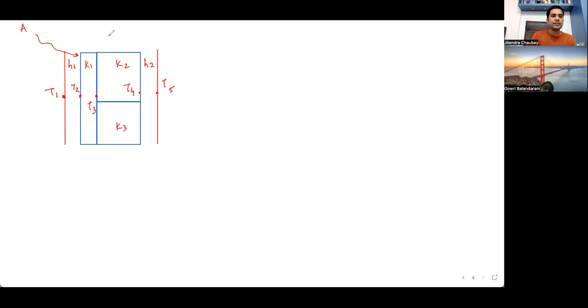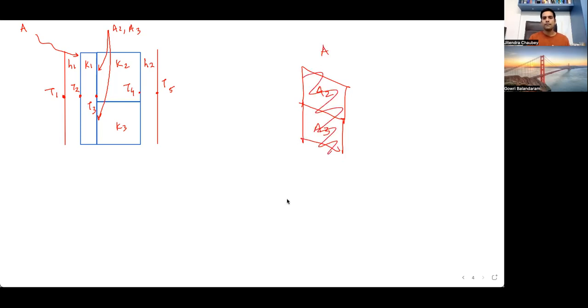Let us say these two areas are A2 and A3. This is A2 and this is A3. They're different areas. Area A2 plus A3 will be A. You can see like this: this is A2 and this is A3, and this entire would be A. So let us say some heat flows.